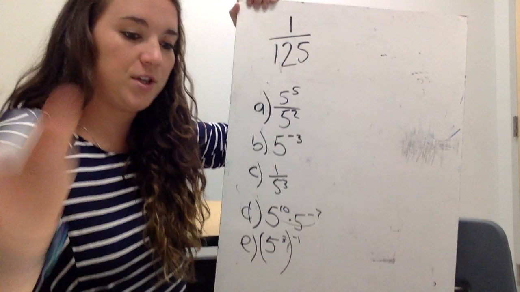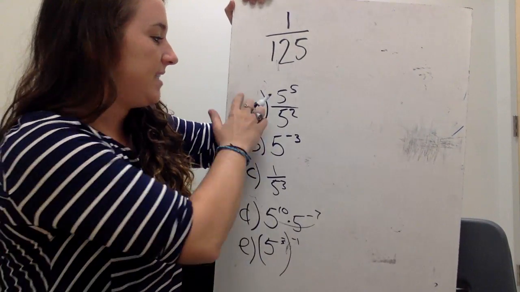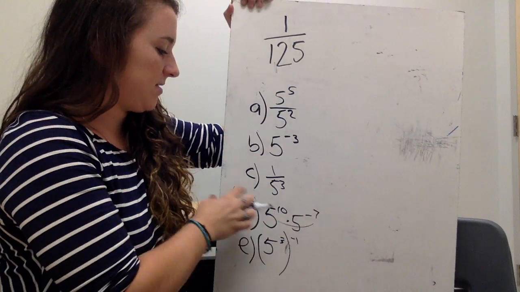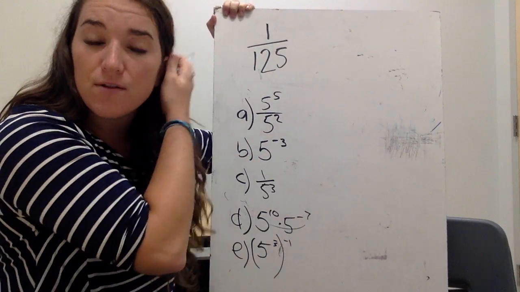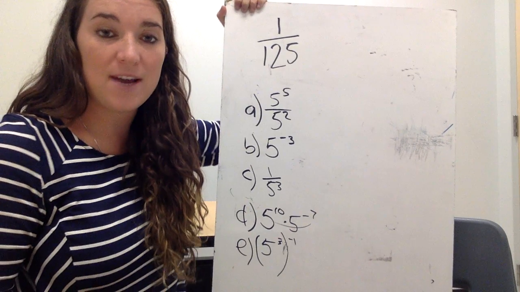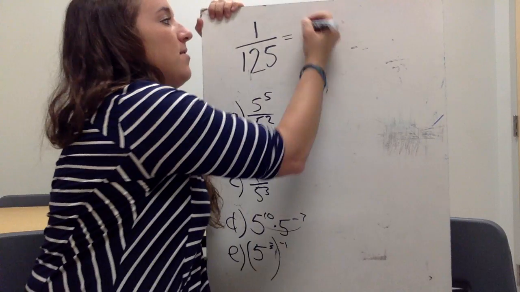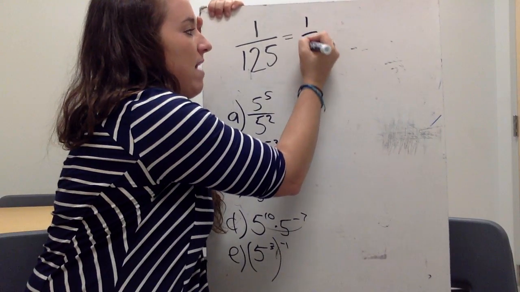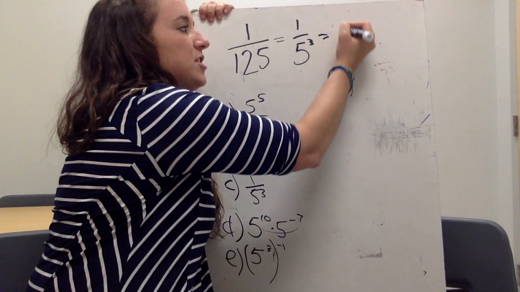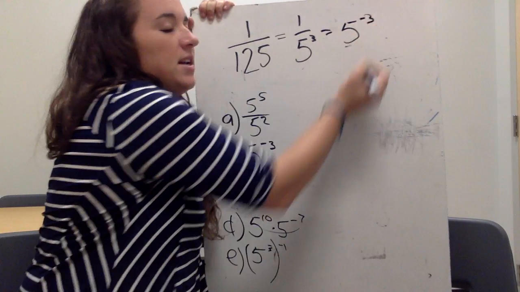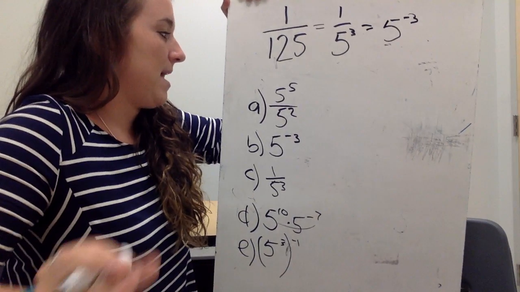For question number 2, it's which of the following is equivalent to 1 over 125? I see that all my answer options are expressing something with 5 as my base. So the first thing I'll ask myself is, is there any way to rewrite this up top with 5 as a base? I know that 125 equals 5 cubed, so I can write it like this. A fraction is the same as a negative exponent, so all of those up top are the same thing.